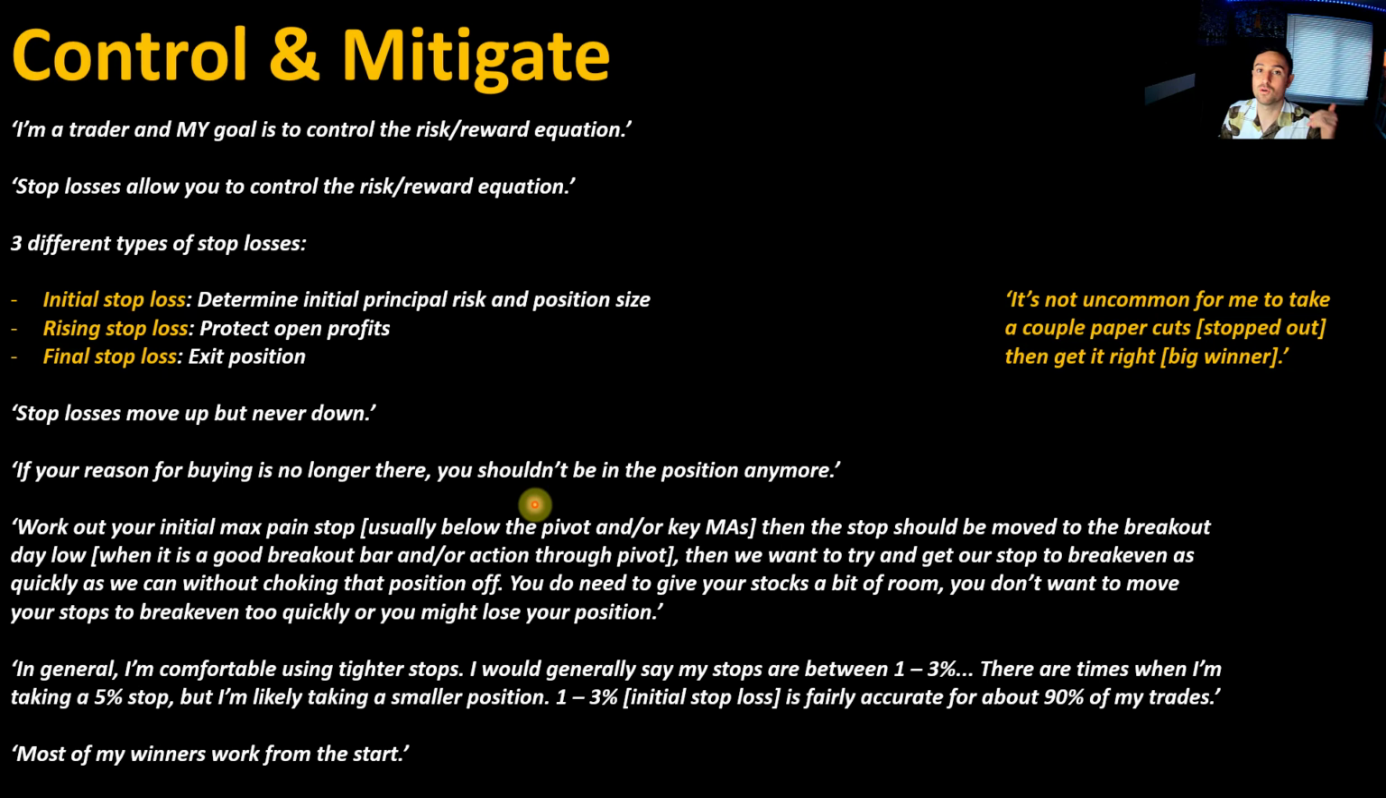I've got a slide on a breakout, so a stock that's breaking out of a base on earnings and then pulls in to emphasize that point. Work out your initial max pain stop, usually below the pivot and or key moving averages. Then the stop should be moved to the breakout day low when it is a good breakout bar and or action through the pivot. Then we want to try and get our stop to break even as quickly as we can without choking that position off.